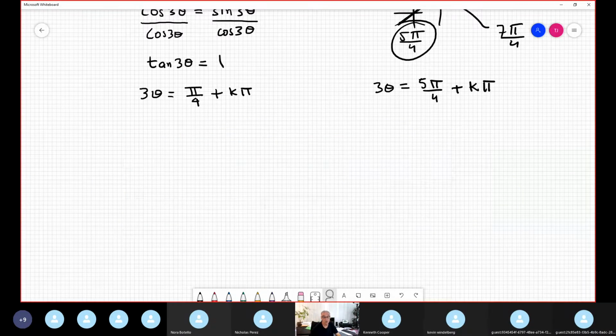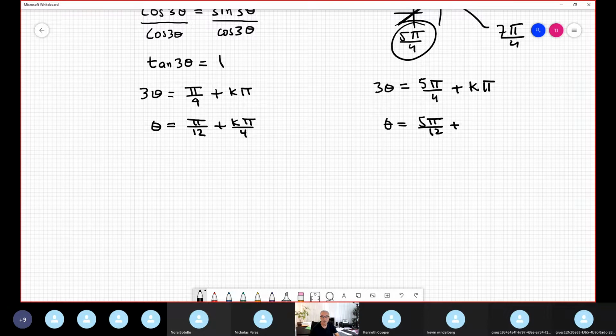Okay, so we finish. No, we don't. Now, my goal is theta. You divide by 3. So theta alone is pi over 12, because 3 times 4 is 12, plus k pi over 4, no? And here, exactly the same: 5 pi over 12 plus k pi. So I split the paper in 2 parts. Because actually we have maybe some solution overlap. Sometimes it happens, but I have no idea.